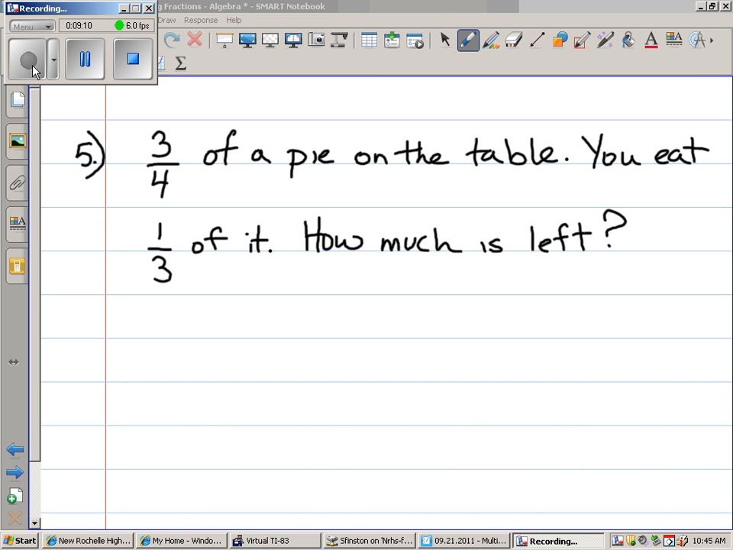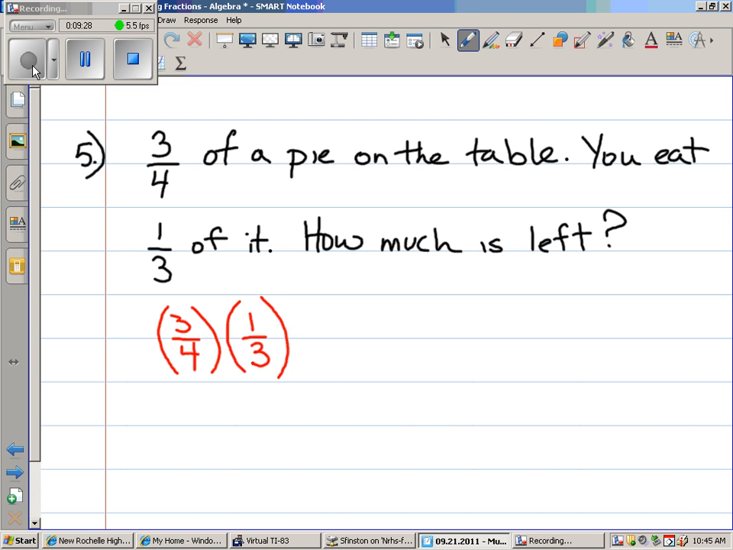The first approach I'm going to go with, believe it or not, is going to be the multiplication approach. I had 3/4 of a pie on the table, and the first thing I'm going to do is multiply that by 1/3, because that will tell me how much of the pie I just ate. I ate 1/3 of it. And 3/4 times 1/3 is 3/12, which is 1/4. That's how much I ate.